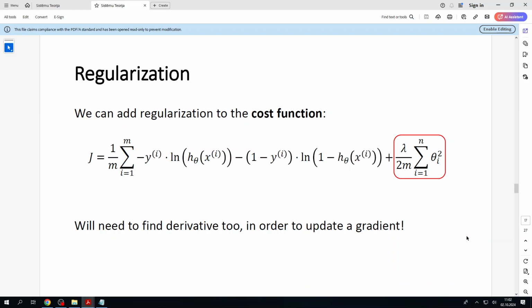However, now you need to remember that our gradient descent uses the derivative of the cost function, and if you add something to the cost function, then something will appear also in the derivative as well.